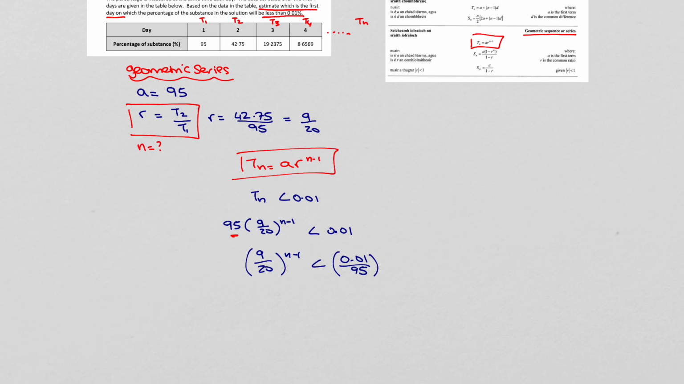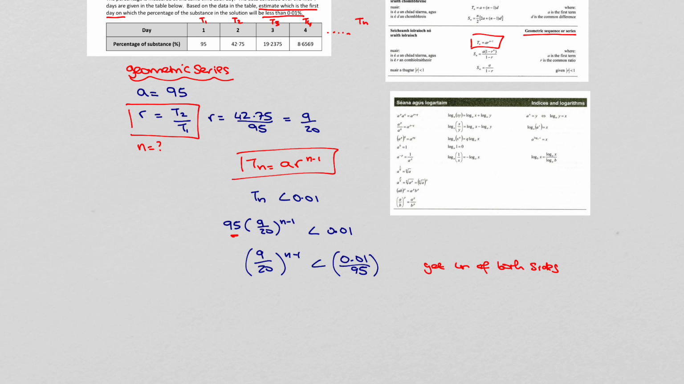And now I can take the natural log of both sides. The reason I'm doing so is that I can apply my log rules and bring down my power of n minus 1. We can see this on page 21 in our maths tables, the third rule down for a log. If I have log of x to the power of q, then I can bring down the q in front of the log. So I take the natural log of the left and the natural log of the right. 0.01 over 95 as a fraction can simplify down to 1 over 9,500, but again, you can keep it as 0.01 over 95.